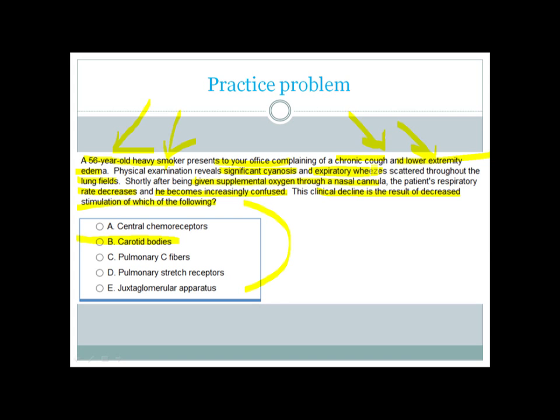So whenever these kinds of patients are given a high level of supplemental oxygen, this reduces the action of the peripheral chemoreceptors. The input from the peripheral chemoreceptors is decreased, so the frequency of breathing is also decreased. So the respiratory rate decreases, and it causes an even greater decrease in oxygen level. So it causes confusion due to hypoxemia. So there is actually decreased stimulation of the carotid bodies.